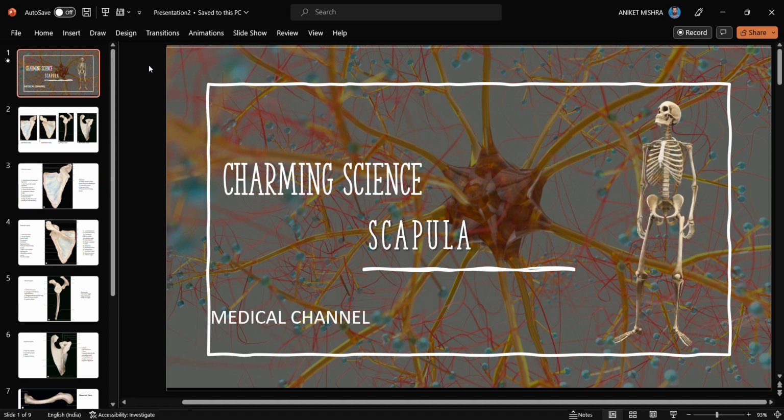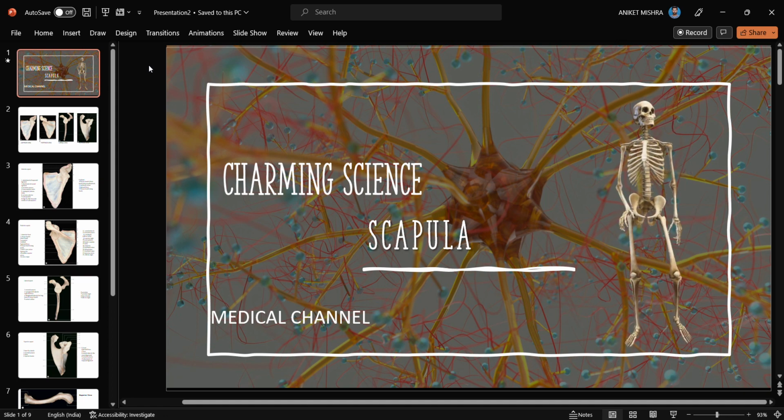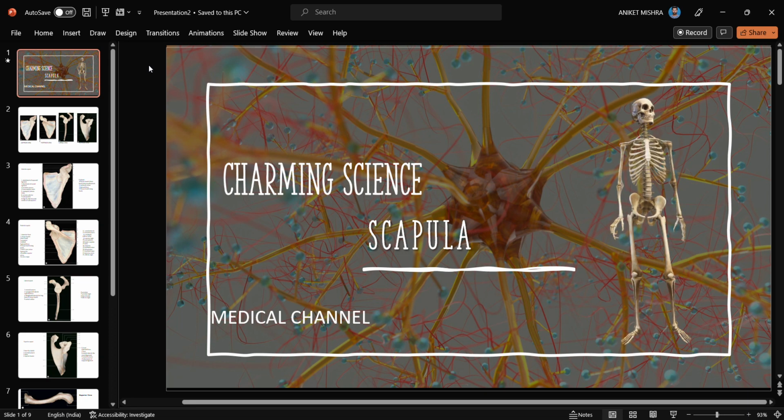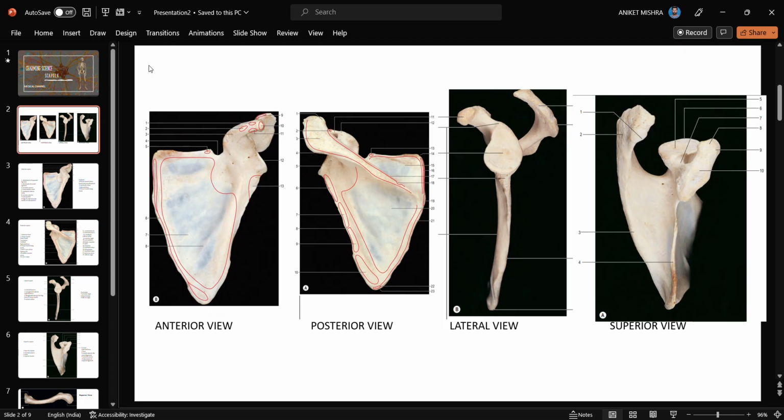Today we are going to see the bone that is the scapula. First of all, we have to know what the scapula is. The scapula is a large, flat, triangular bone that is present at the upper part of the posterior lateral aspect of the thorax.